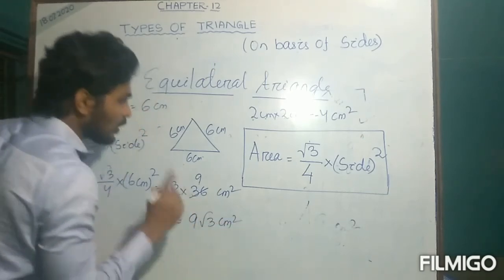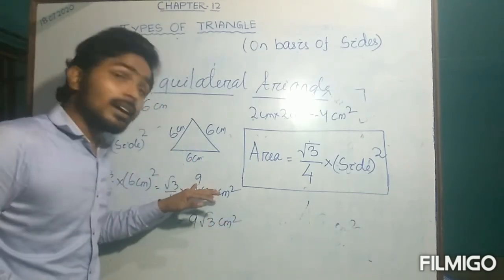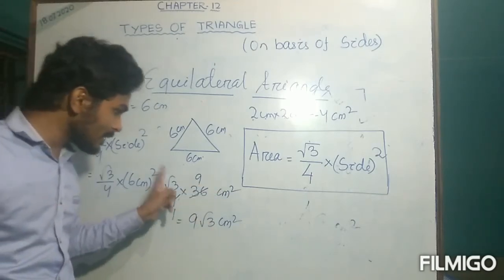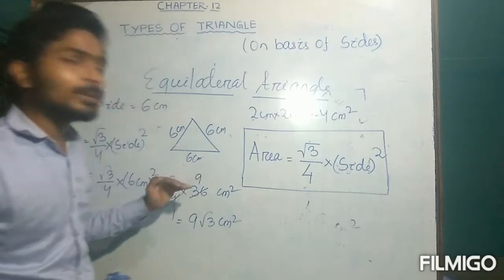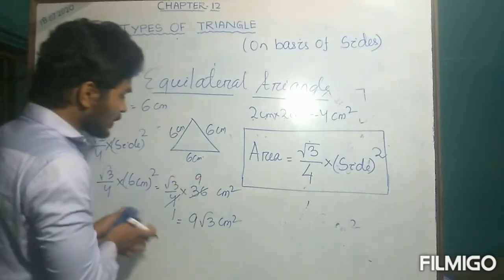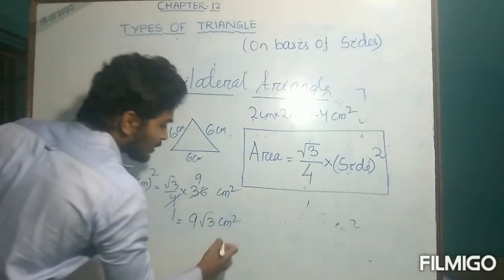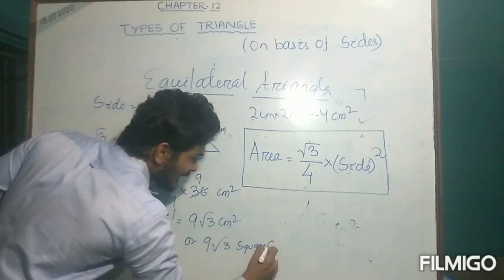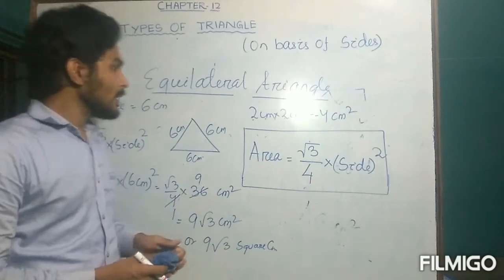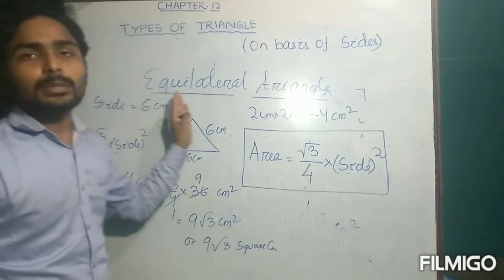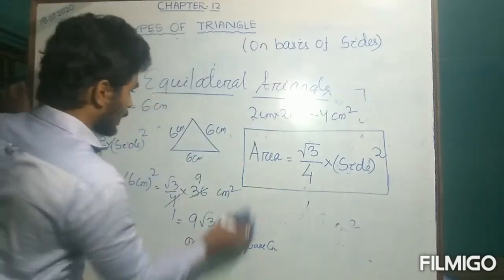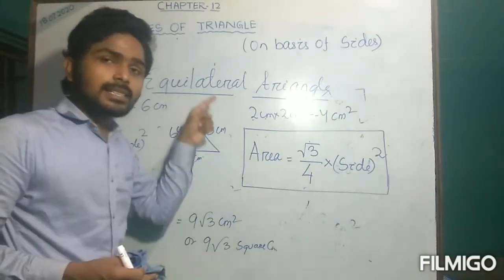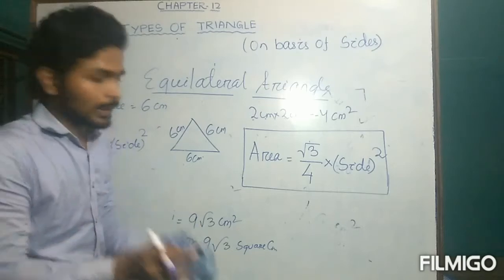Why am I writing 9 root 3? Always remember that the rational number is written first and the irrational number is written later. I have already told you in chapter 1. Okay, so it should be 9 root 3 centimeter square, or you can write 9 root 3 square centimeter. Okay, so this is the case if the side of the triangle is 6, 6, 6 centimeter. In the two cases that we have taken, the side of the triangle is 6 and another is 2 centimeter, which are rational numbers.